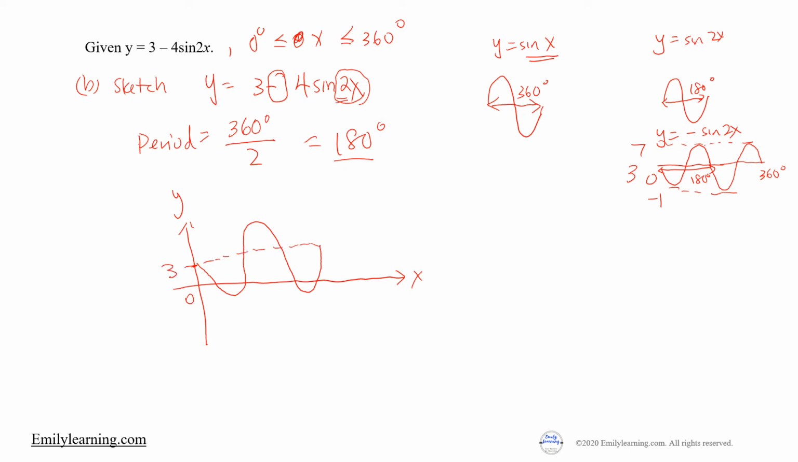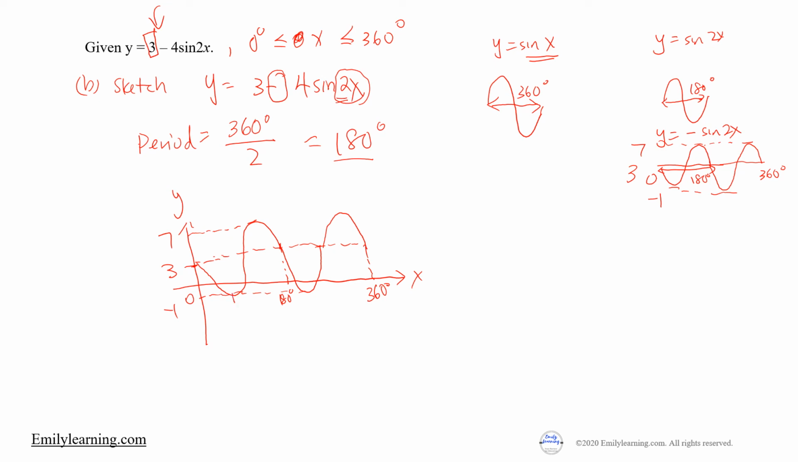Or you can look at this number here. This will determine the center point, and I know the maximum value here is 7 and the minimum value here is negative 1. Each cycle is 180 degrees, so there are 2 cycles in 360 degrees.